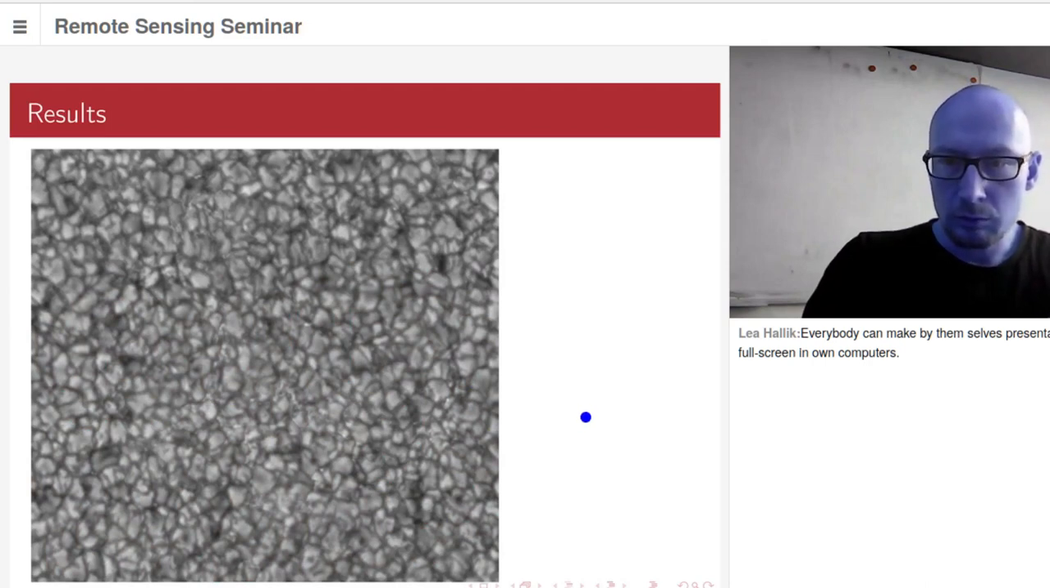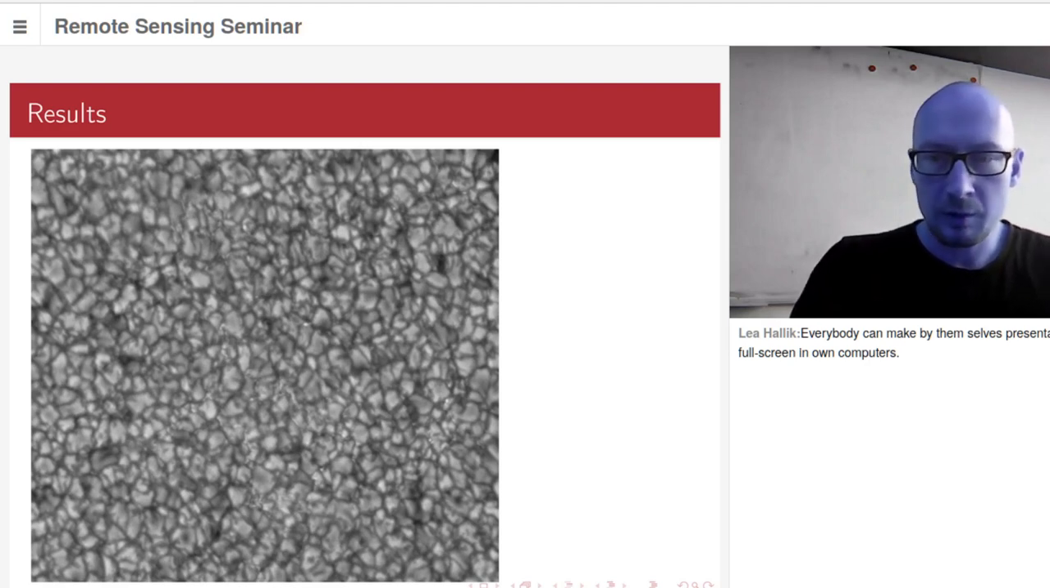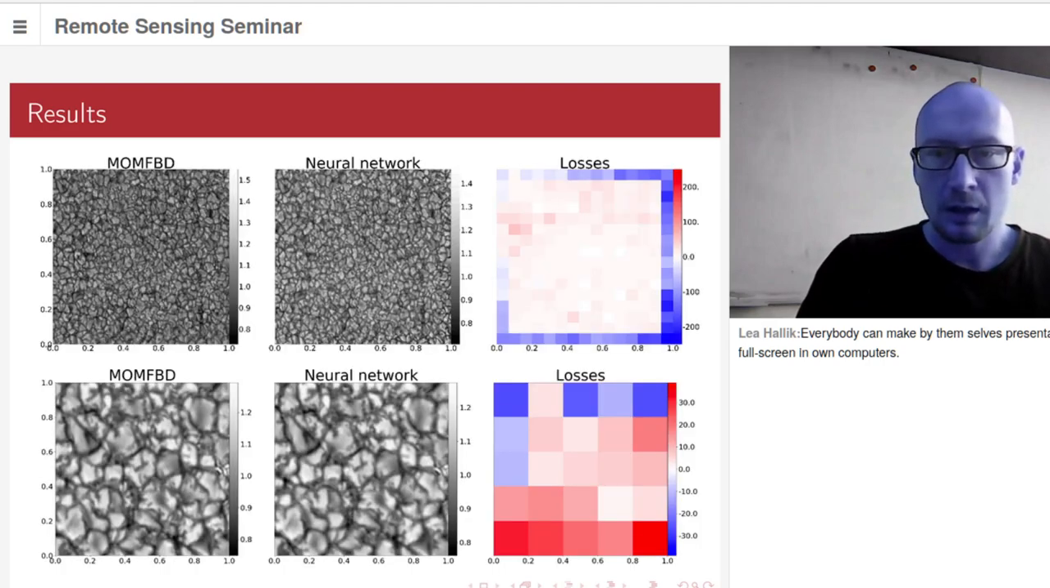Now I wanted to flicker between two atmospheric frames to show you how the image changes between two time steps. So you can see this kind of wobbling of the granules. These are raw images with some pre-processing, of course. And now the results.